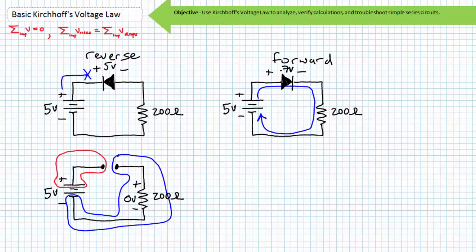Perform a KVL analysis of this circuit. Determine the voltage drop across the resistor and the current through the circuit. Pause the lecture and take your best shot.